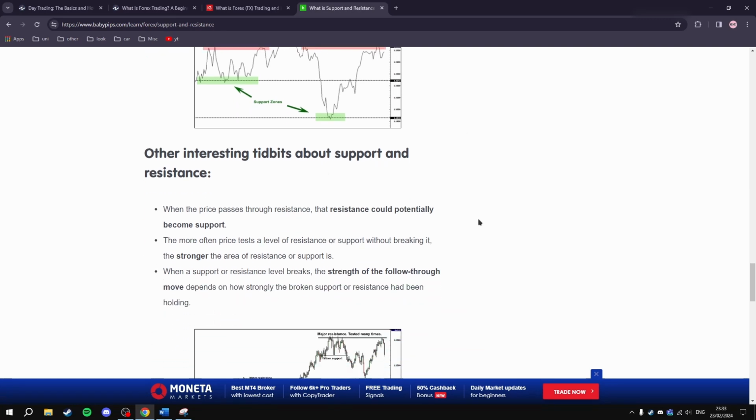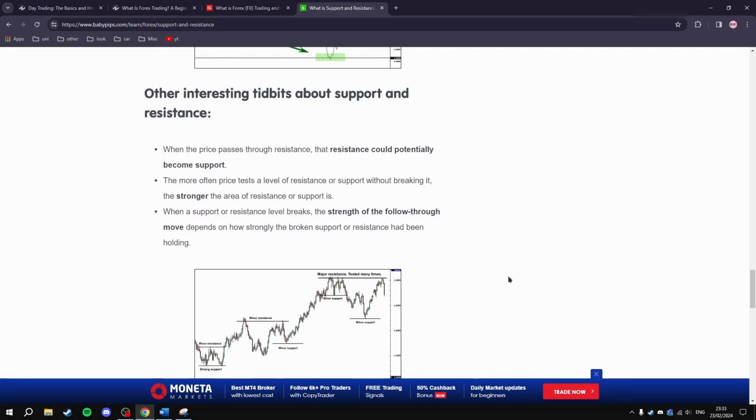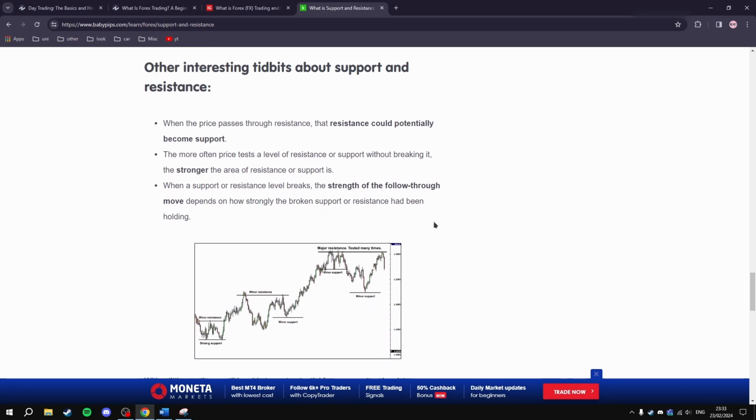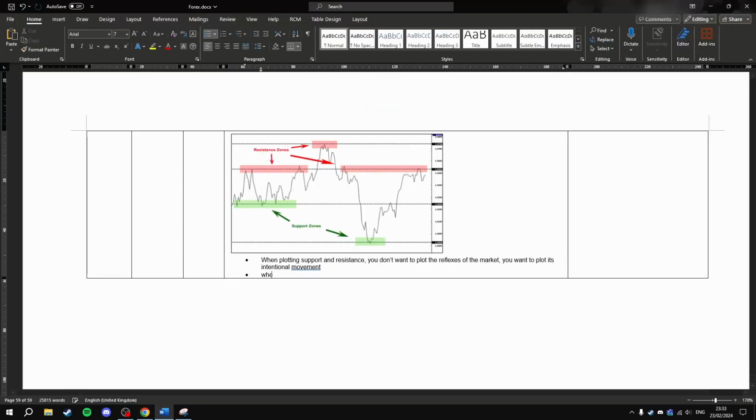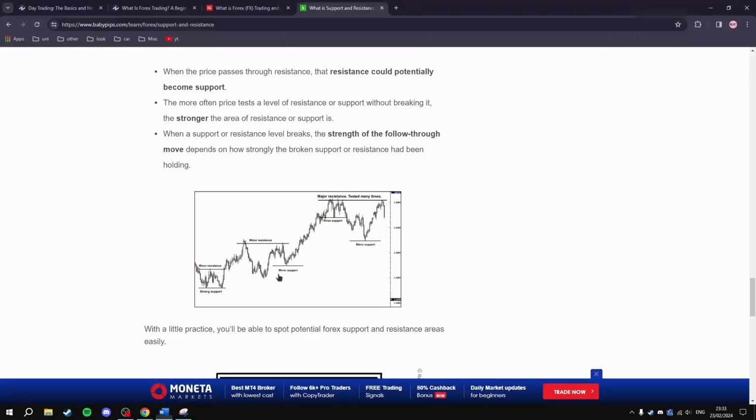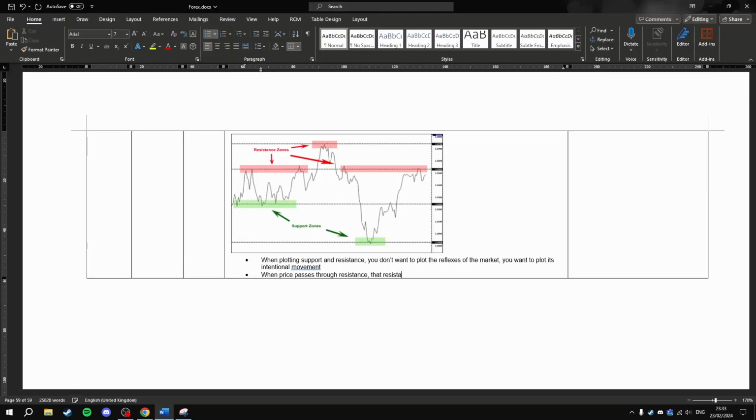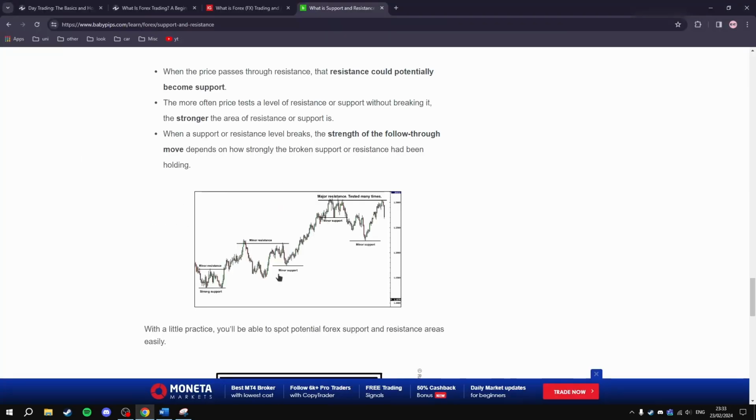So, other interesting tidbits about support and resistance. When the price passes through resistance, that resistance could potentially become support. The more often price tests a level of resistance or support without breaking it, the stronger the area of resistance or support is.